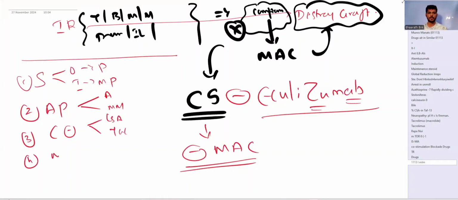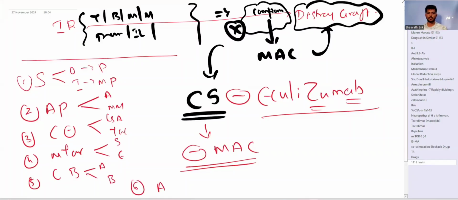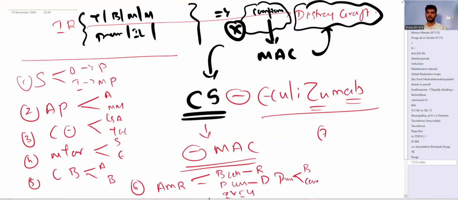It could be an mTOR inhibitor, which is sirolimus or everolimus, or it could be a co-stimulation blockade, which is abatacept and belatacept. It could be an antibody-mediated rejection inhibitor acting on the B cell, which would be rituximab. On the plasma cell, it could be daratumumab or a proteasome inhibitor like bortezomib and carfilzomib, or it could be IVIG. And finally, it could be a complement inhibitor, which is eculizumab.